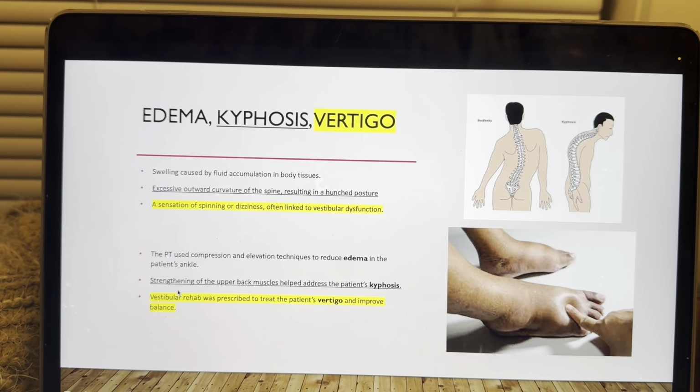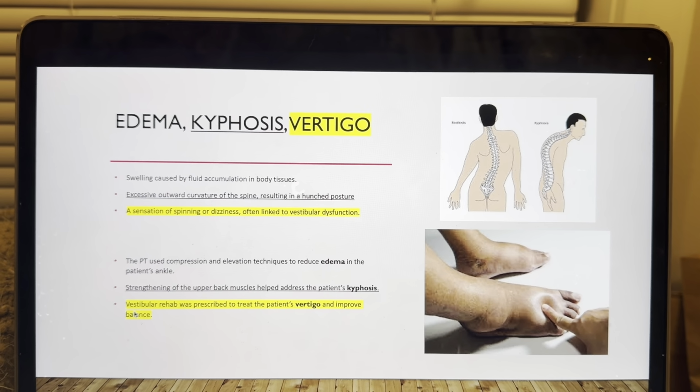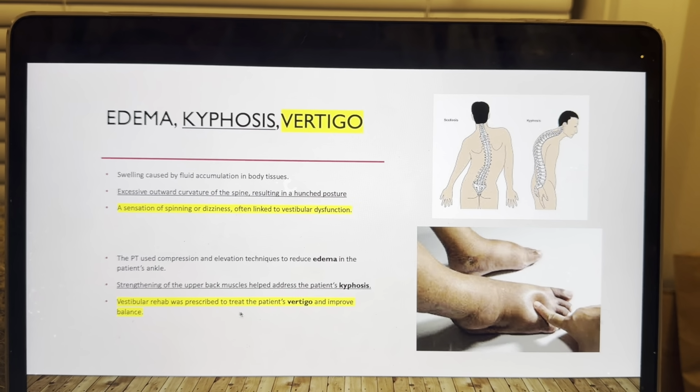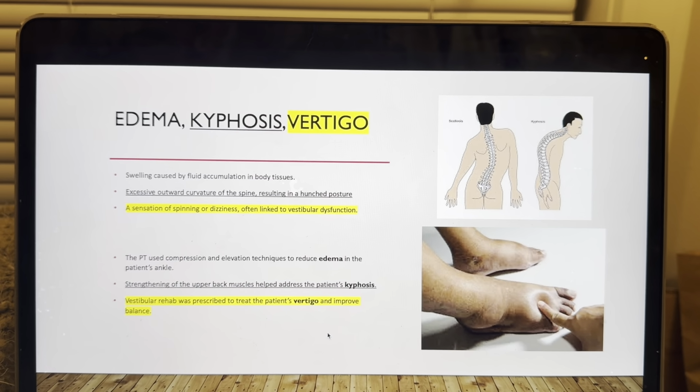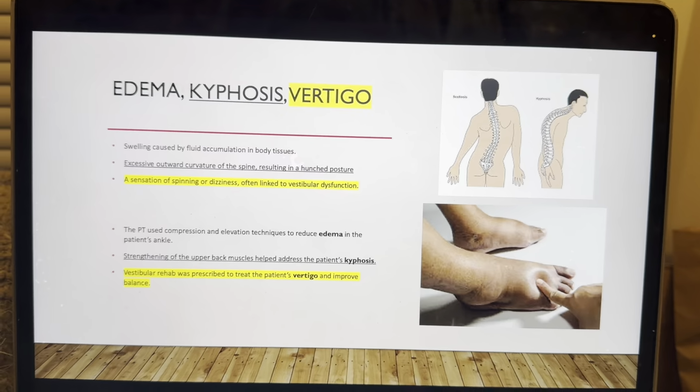The next one is vertigo, which is a sensation of spinning or dizziness, often linked to vestibular dysfunction. Dysfunction, not function. So vestibular rehab was prescribed to treat the patient's vertigo and improve balance. This is common in geriatrics.